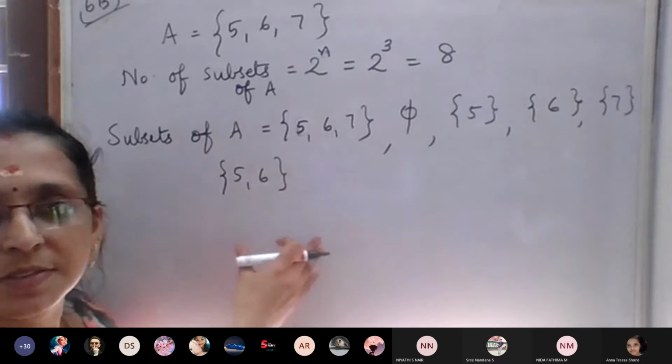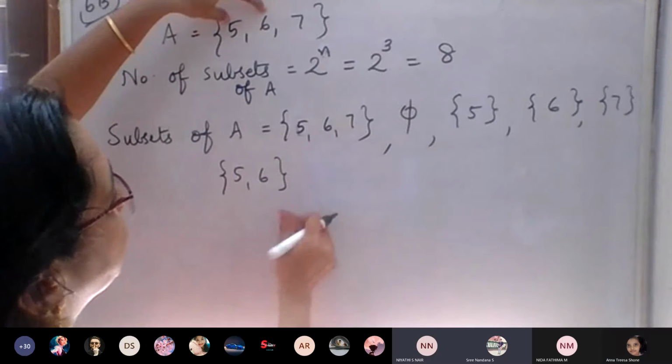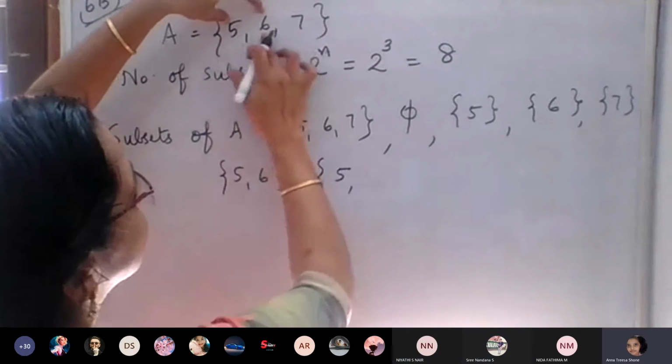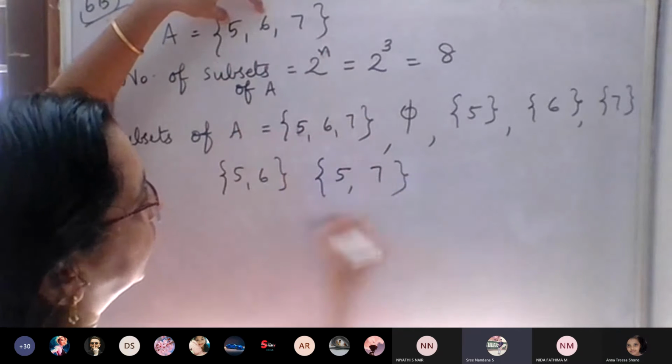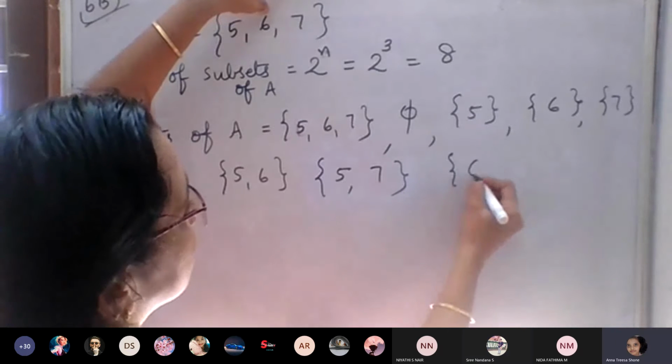So set 5, 6. You can reply to me later. Set 7. Set 6, 7. Set 5, 7. Then set 5, 6, 7.